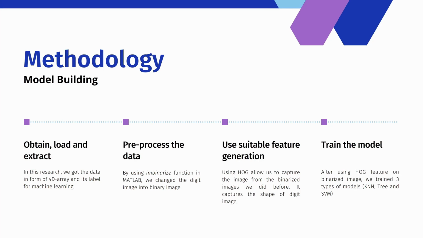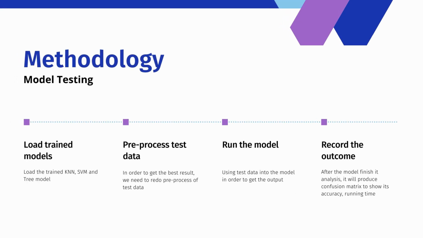Once we are done with training a model, we can start the model testing. And the model testing also has a few procedures. We need to load our three models that we made previously: the KNN, SVM, and tree models. However, we also need to pre-process the test data so we can do HOG again.